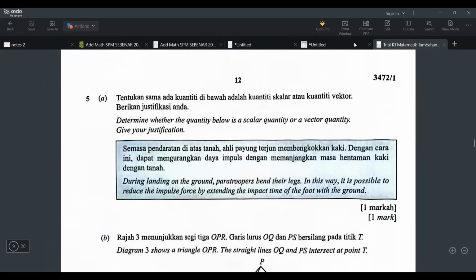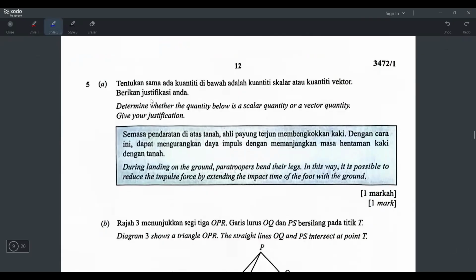You see here, it's also asking about scalar and vector. Determine whether it's scalar or vector, and give your justification. During landing, paratroopers bend their legs. It is possible to reduce the impulse force by extending the time of contact of the foot with the ground. So they are asking to determine whether the impulse force is scalar or vector. I have a video going through this paper on my channel, the Selangor set 1. And the answer for this is vector.